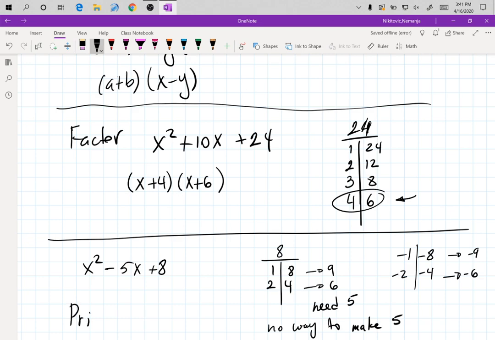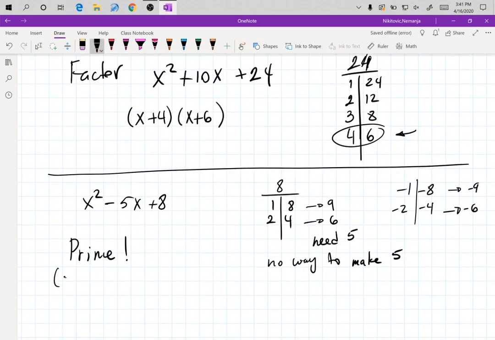This is prime. Cannot be factored over real numbers. Can be factored in elementary algebra.